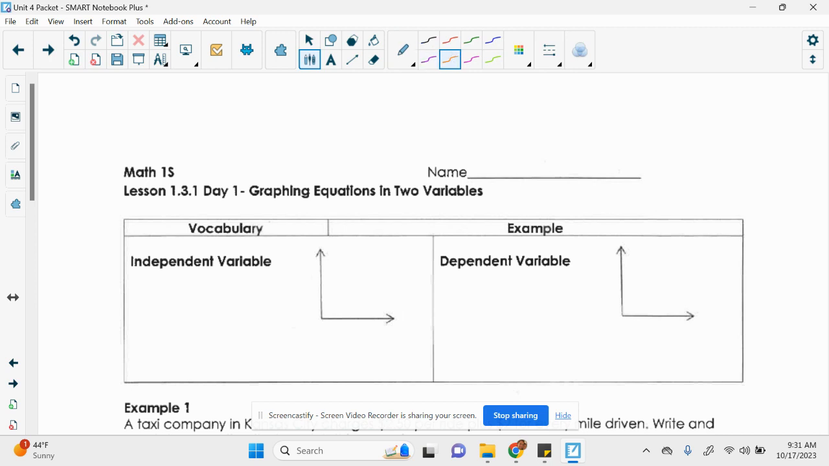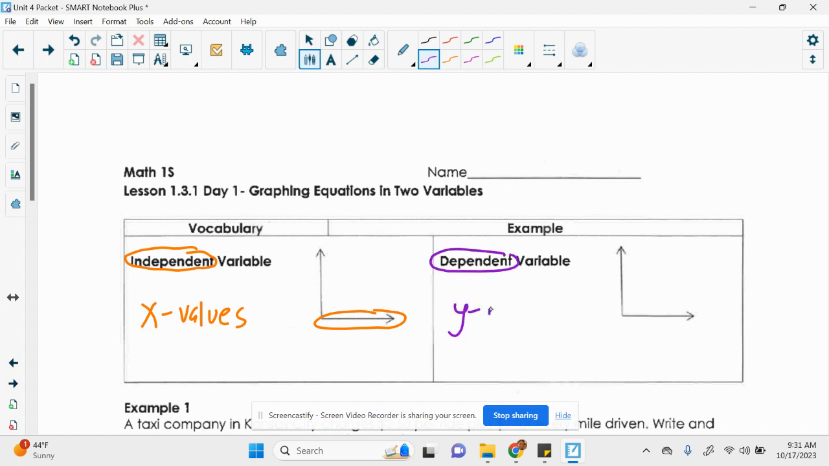So there are two things I want to go over today, two definitions. The first is an independent variable. All right. Independent variables are X values. So that means any value that is on the X axis is independent, meaning that it could be whatever it wants to be. It chooses what it's going to end up being.